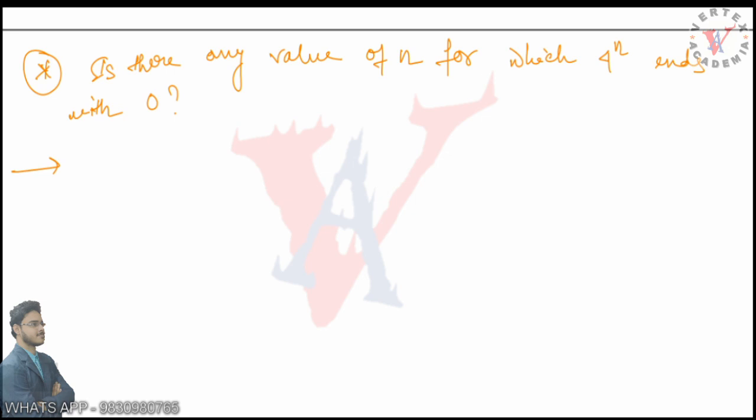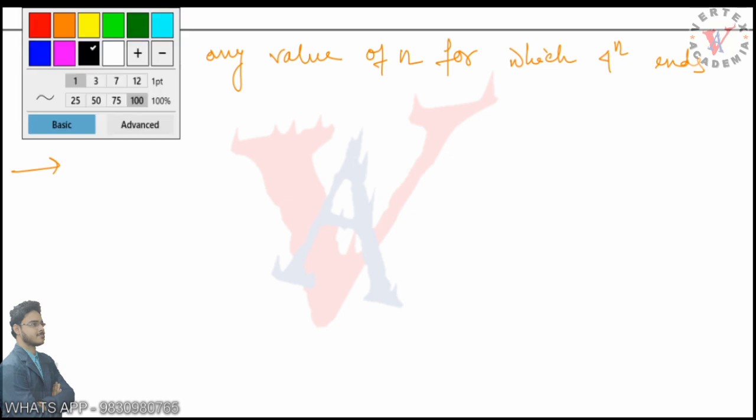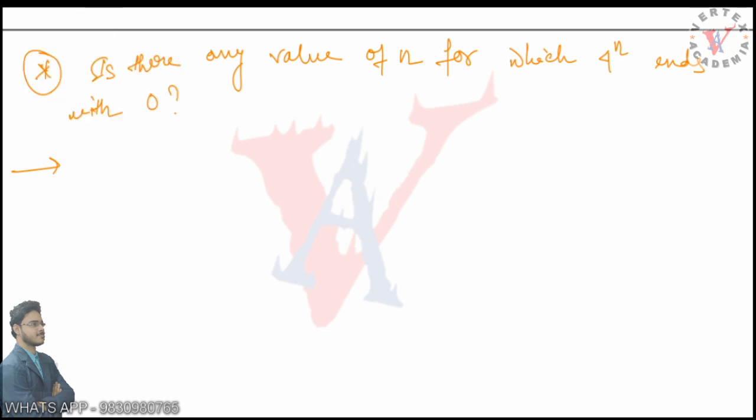Now, coming back, sometimes I get a bit deviated, sorry for that. Is there any value of n for which 4 to the power n ends with 0? This is a type of question. Now 4 to the power n can be written as 2 square to the power n, and that is 2 to the power 2n.